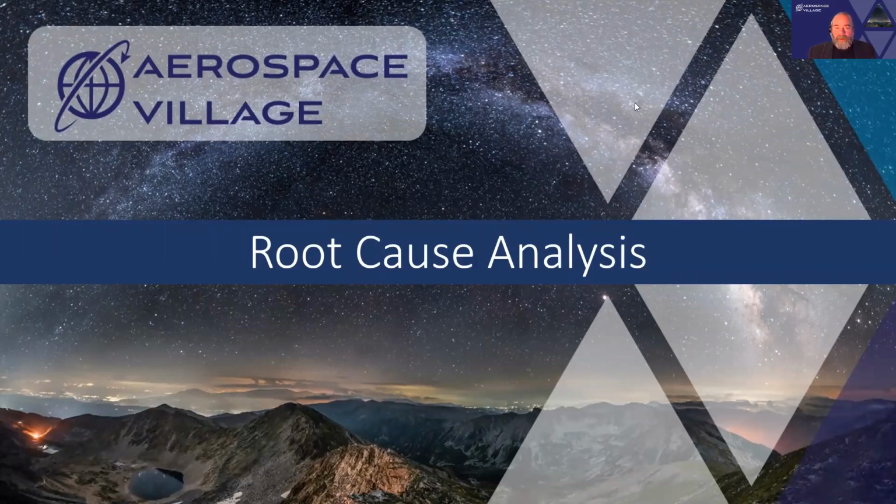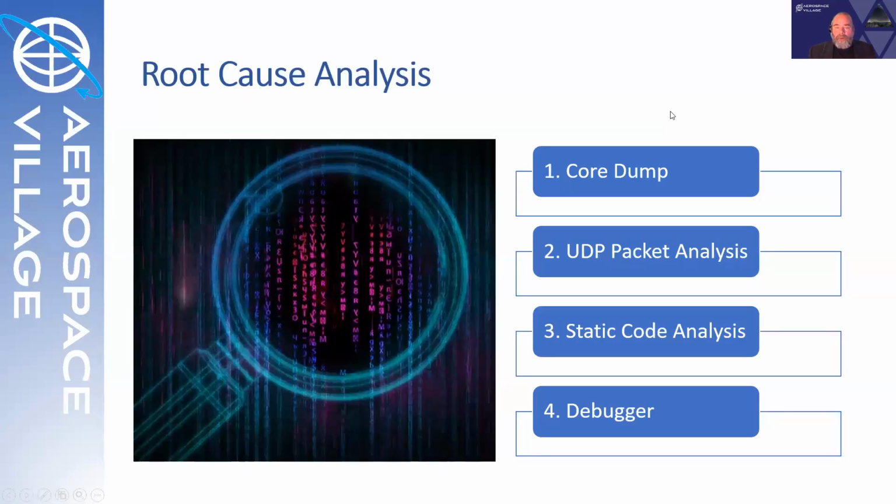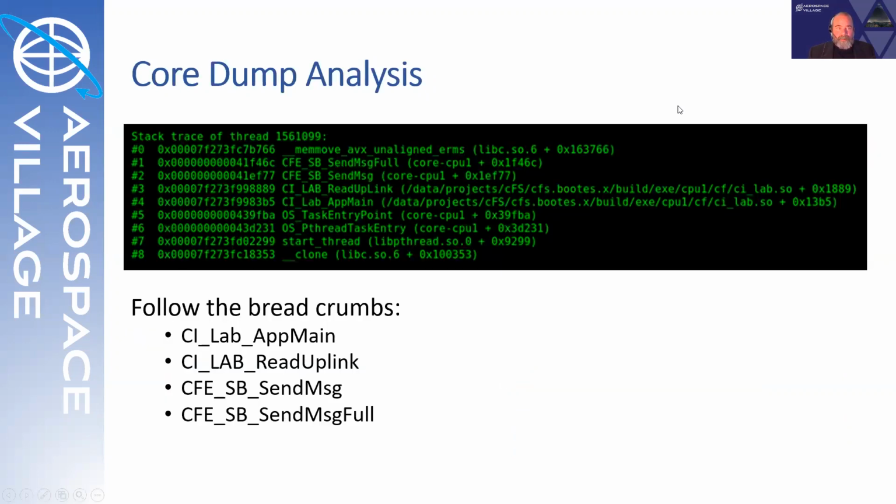So we found a collection of UDP packets that can seg fault the core flight system when sent to the command ingest application. But what's actually causing that? We need to do a root cause analysis in order to see that. A couple of tools that we can use as part of that analysis are to examine the core dump, to examine the UDP packets themselves, to look at the code, and do maybe some dynamic analysis in a debugger. We'll take a quick tour through those.